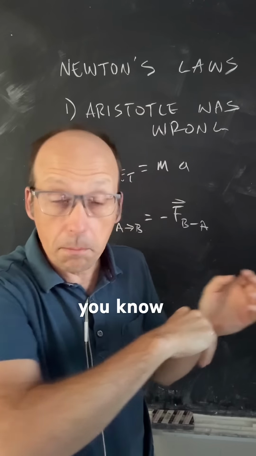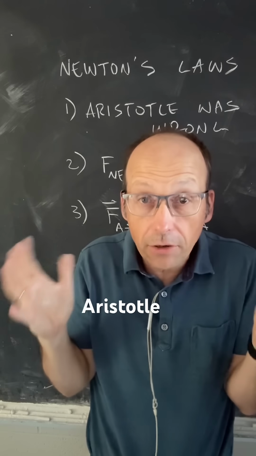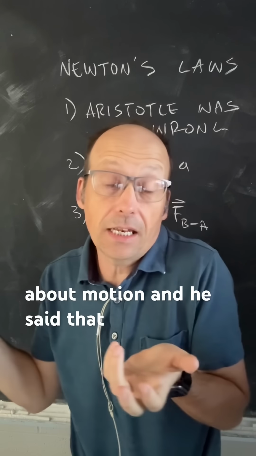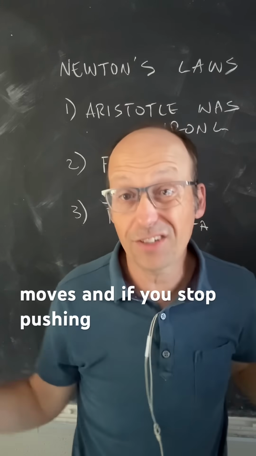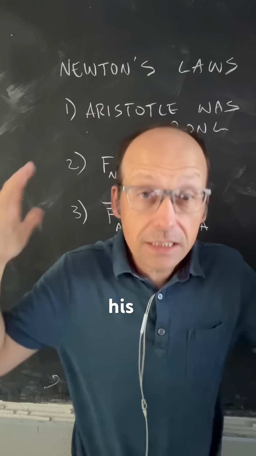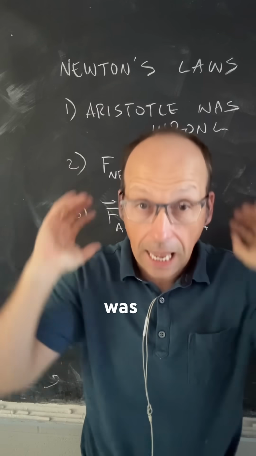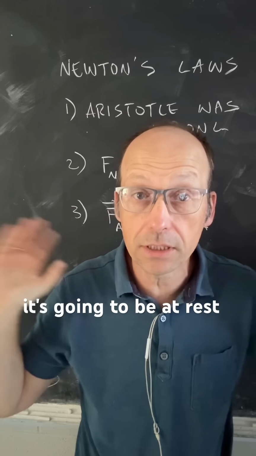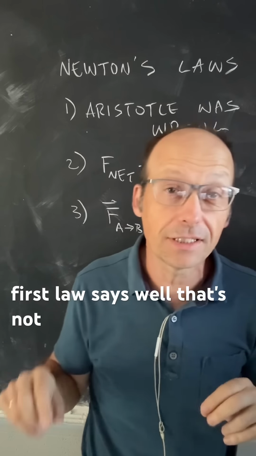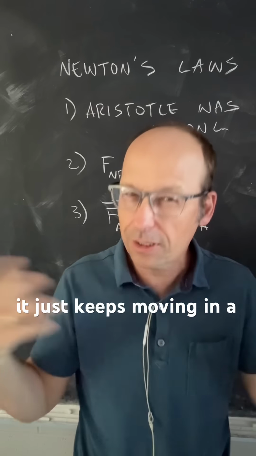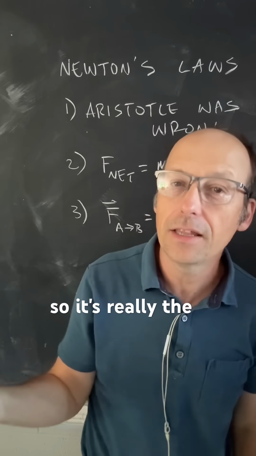So, many, many years before Newton, Aristotle had ideas about motion, and he said that if you push something, it moves, and if you stop pushing, it stops moving. So his natural state of motion was at rest. If you don't do anything to it, it's going to be at rest. And so Newton's first law says, well, that's not true. If you don't do anything, it just keeps moving in a straight line. So it's really the opposite of that.